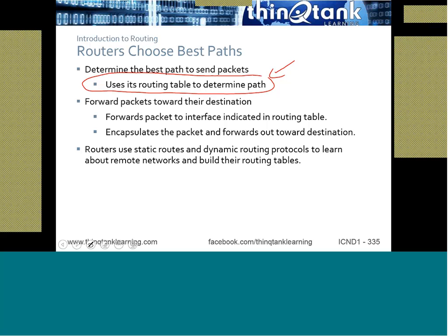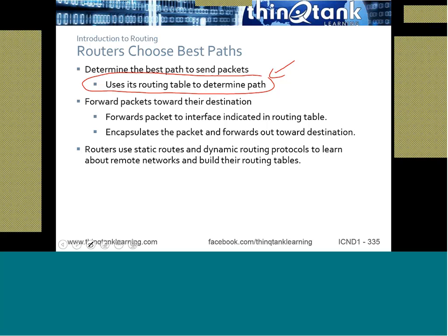What happens if there's not a route in the routing table for a particular destination? What happens to the packet? If we don't have a route for a particular destination, unless we have a default route, we'll talk about that later, but a default route technically is still considered a route. Unless I have a route, the packet will get dropped, right?